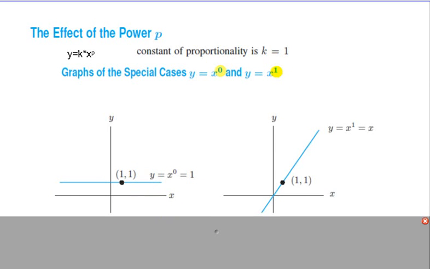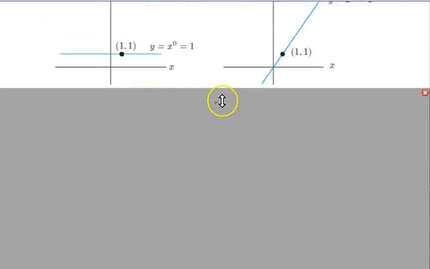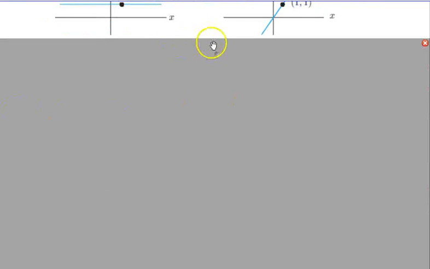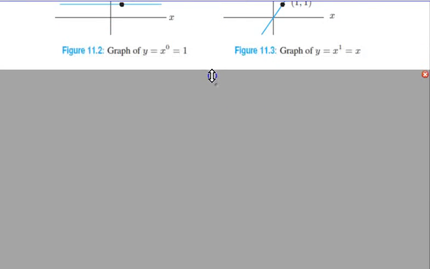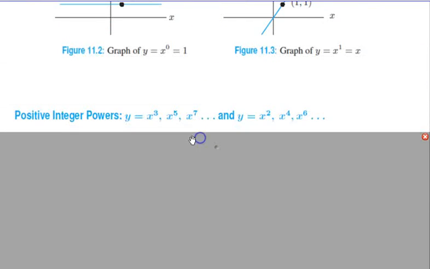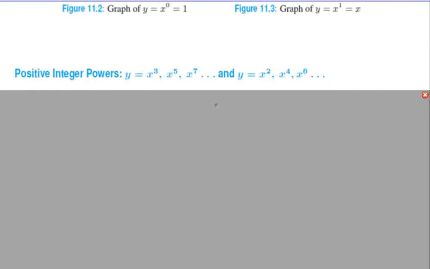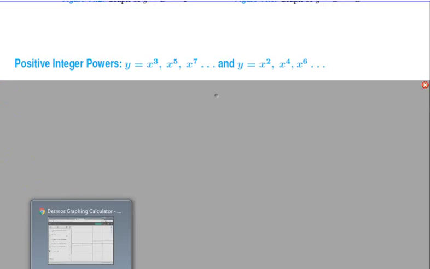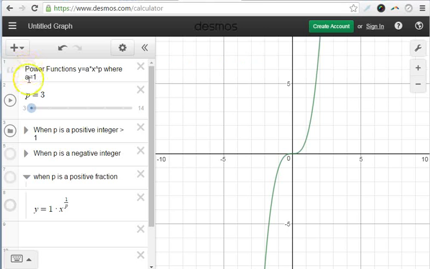But what happens when p is not 0 or 1, but it's still a positive integer? Well, you're going to have to look at two cases, when p is odd and when p is even. And we're going to use Desmos to demonstrate that. So here we have y equals a times x to the p, where a is 1 and p is a power. And let's see what happens when p is an odd integer power. So I'm going to press play.